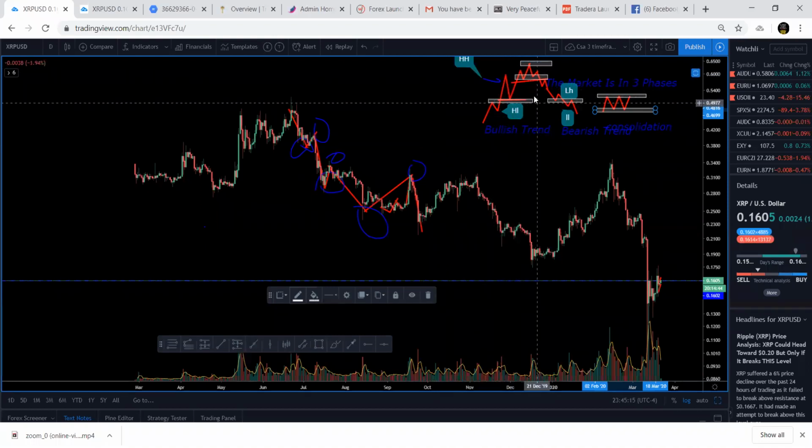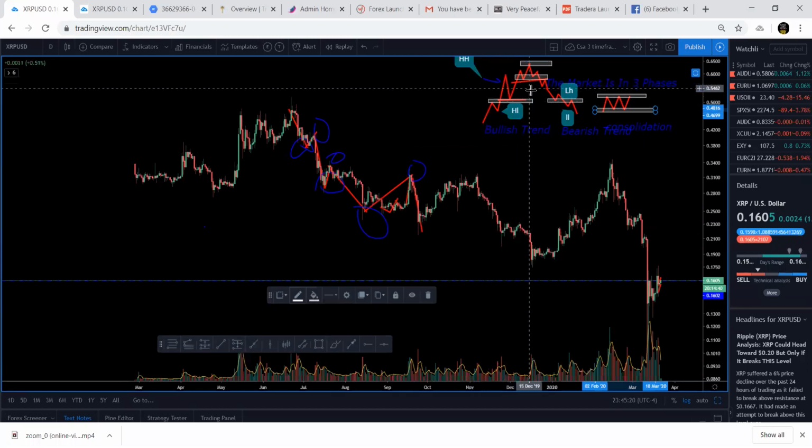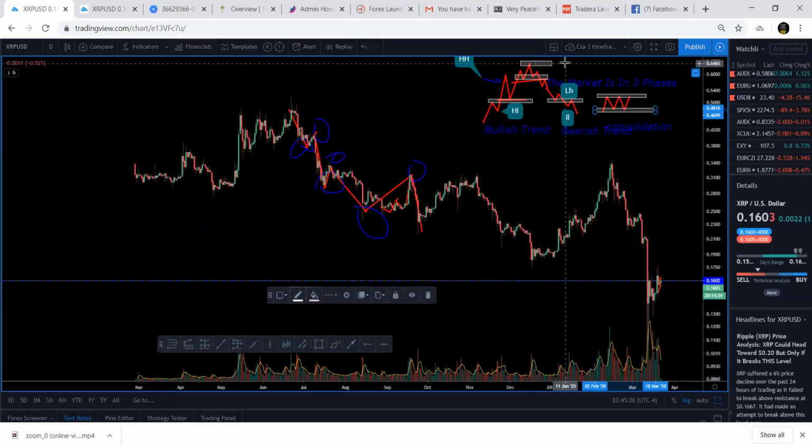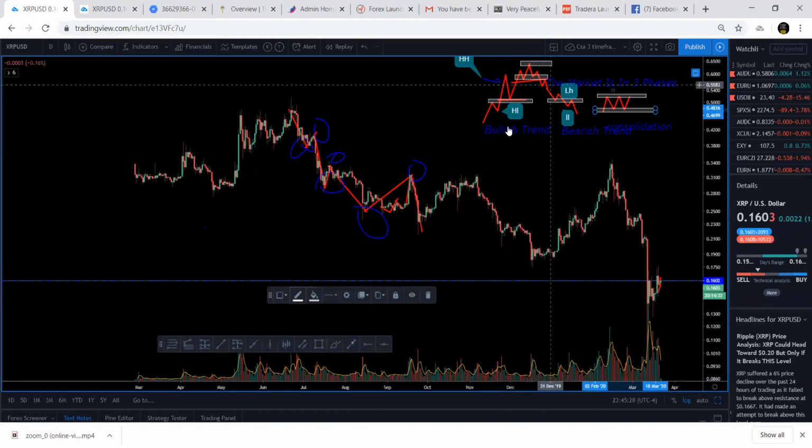But if you notice, we always start to our right and look to our left. We start in the future. We look to the past in order to determine the future, or to get an idea or an estimation of what could happen in the future.